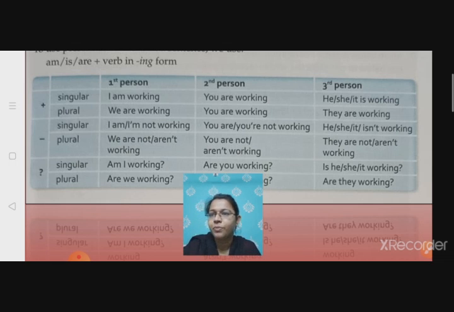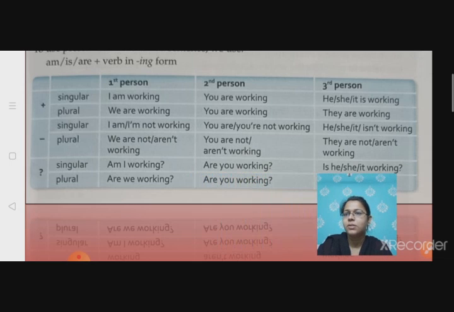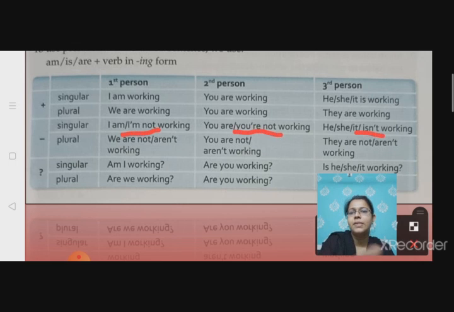Now for negative sentences, as I told you before, we are just going to add "not" along with it. So for singular first person we will write I am not working. For second person you are not working, and for third person he, she or it isn't working. So here students, you can see they have used am not, are not and isn't, that is is not.